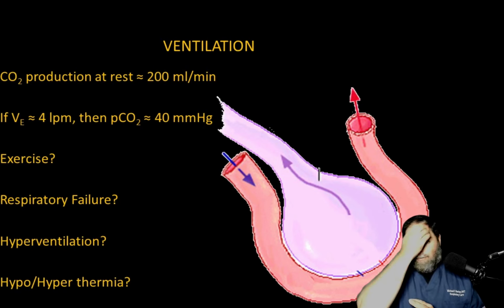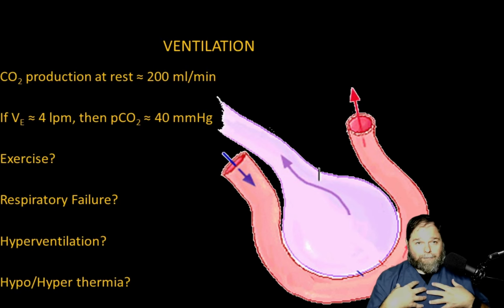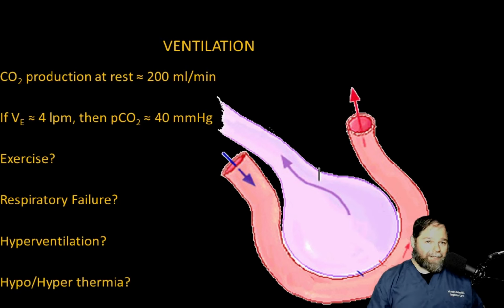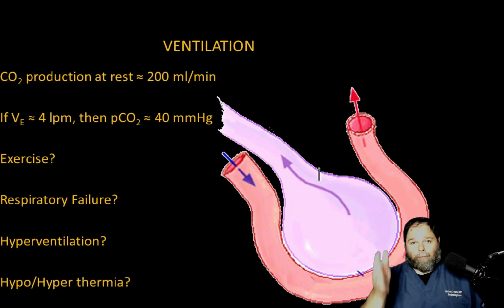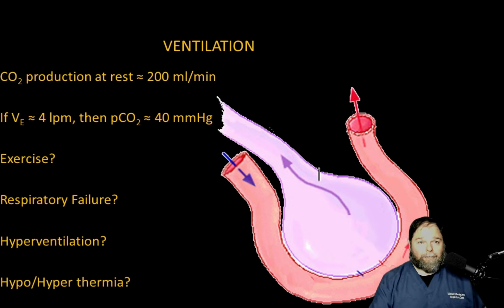So CO2 production, what our cells generate at rest, is about 200 milliliters a minute. And when you apply some fancy math to that, and we assume a normal minute ventilation of, say, 4 liters per minute, then that's going to give us a PCO2 of about 40 millimeters of mercury. So always keep that in mind: 200, 4, and 40. So if we produce the normal amount of CO2 and we ventilate with the normal amount of minute ventilation, then that's going to maintain our PCO2 of 40.